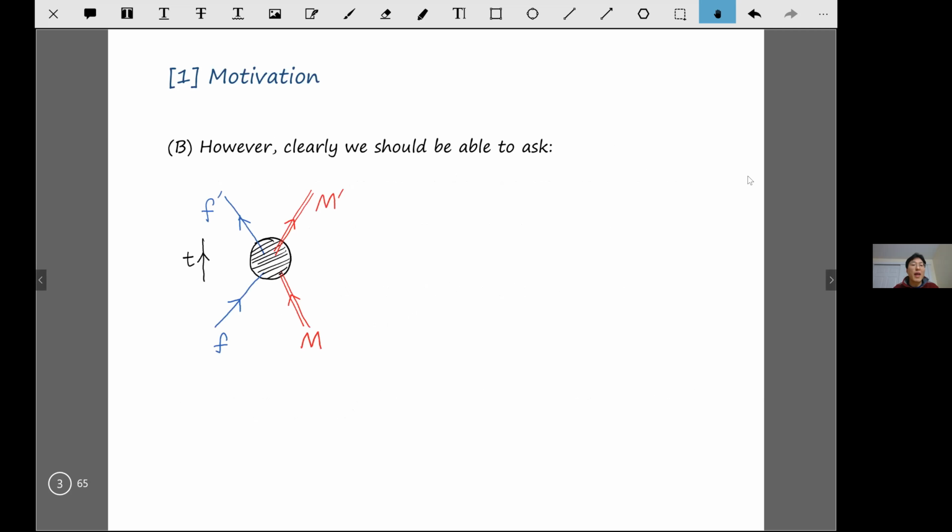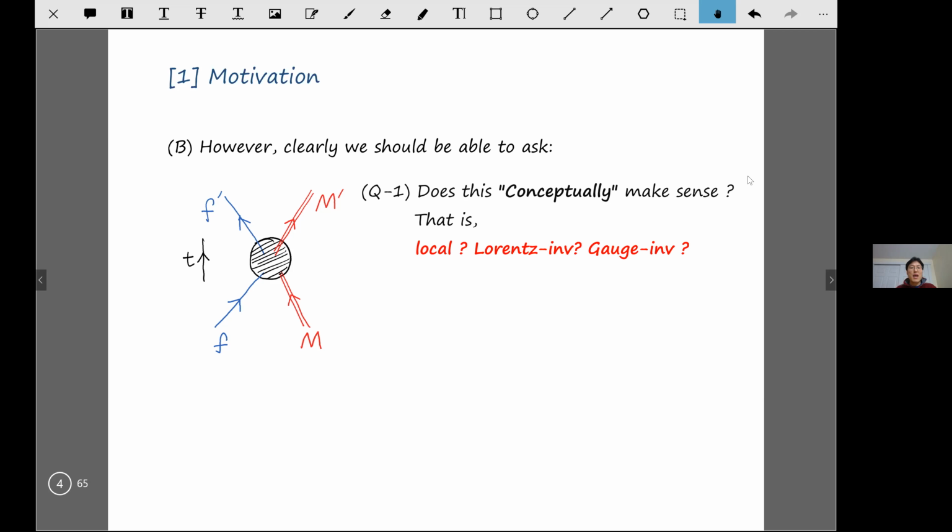Nonetheless, there is an obvious question. Let's say we are living in a universe with both electrically charged particles, which I call F for fermion, and magnetically charged particles, which I call M, capital M for the monopole. It should be so obvious that I can throw both particles together, smash them together, and see what happens. So it's very natural to ask whether the scattering process makes sense at all. In other words, first of all, does this scattering process conceptually make sense?